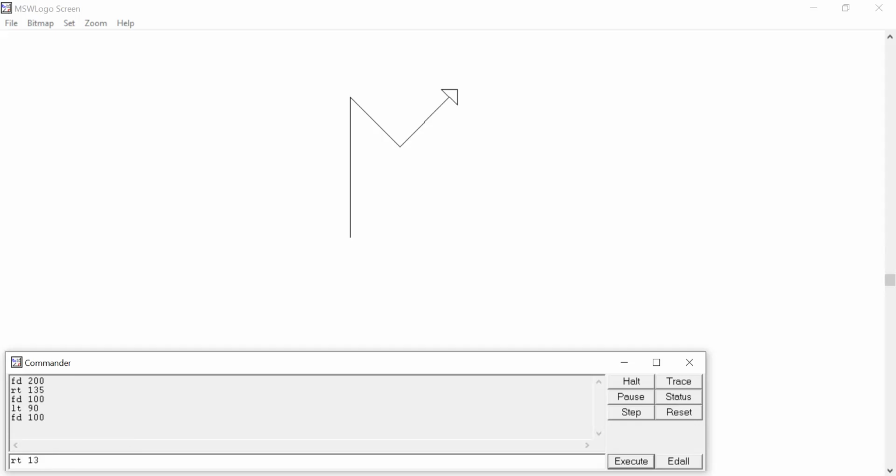So guys, we are going to write RT 135, which means the turtle will move right. So then we are going to write FD200, which means forward 200. So then the turtle will move forward 200.